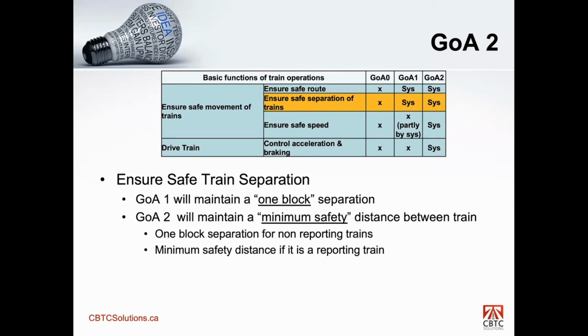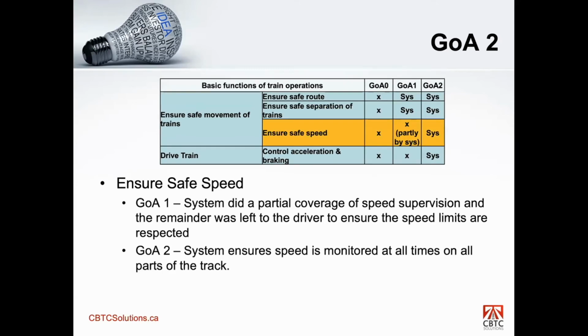So that's not 1 block separation. This is not getting into moving block, where the trains are keeping as close as possible between them. So between a GoA 1 and a GoA 2, this is the biggest difference. There is no 1 block separation, but there is a minimum safety distance. But if you have a non-reporting train or an unequipped train, then that 1 block separation rule would apply. But again, that's a secondary mechanism. So there's a difference between GoA 1 and GoA 2 as it relates to safe train separation.